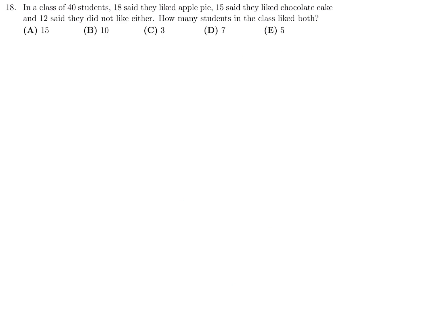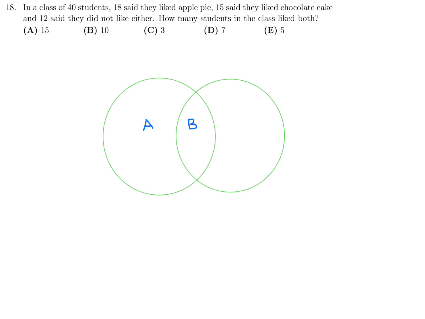In a class of 40 students, 17 said they like apple pie, 15 said they like chocolate cake, and 12 said that they did not like either. How many students in the class liked both? So we make a little diagram here, and hopefully this will help us. So first and foremost, we want to designate these. We'll call this A for apple, B for both, and C for cake. It works out ABC. I think that's just a coincidence.